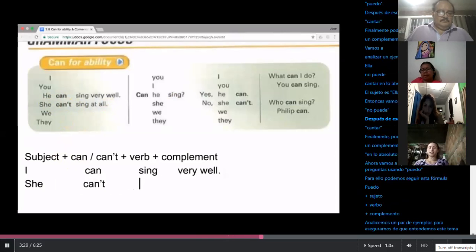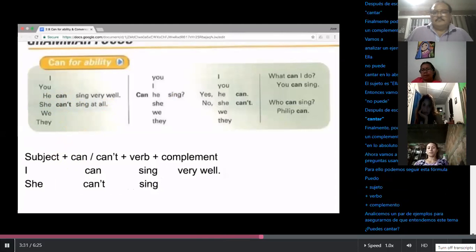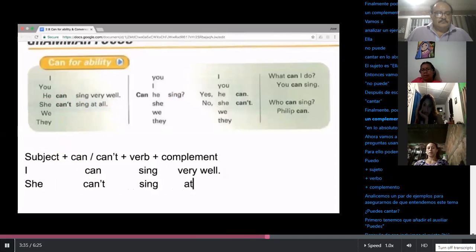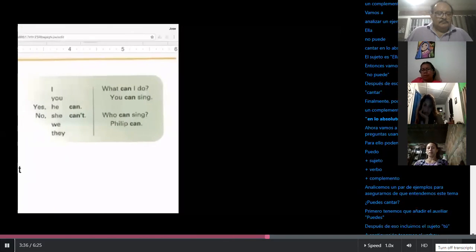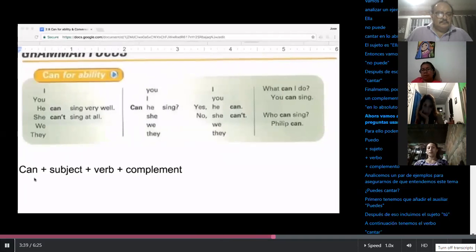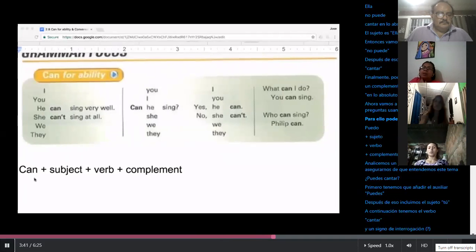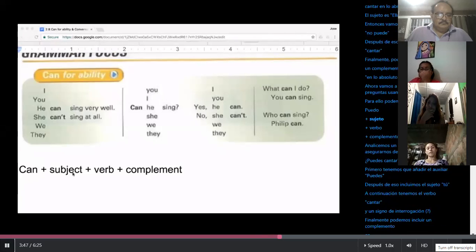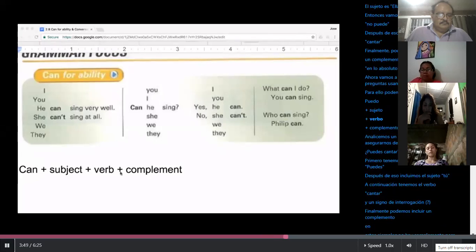After that, we have the verb sing. Finally, we can include a complement at all. Now let's learn how to form questions using can. To do this, we can follow this formula. The auxiliary can plus subject plus the verb plus a complement.